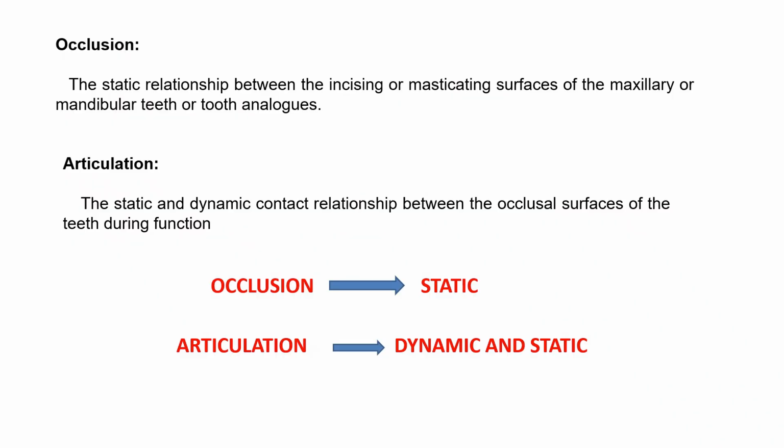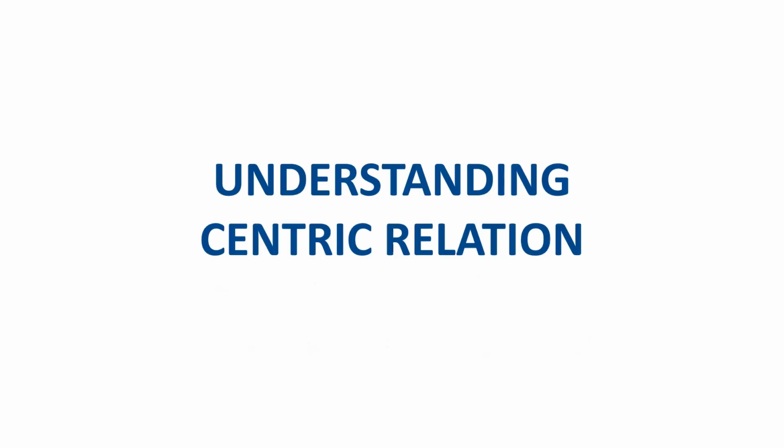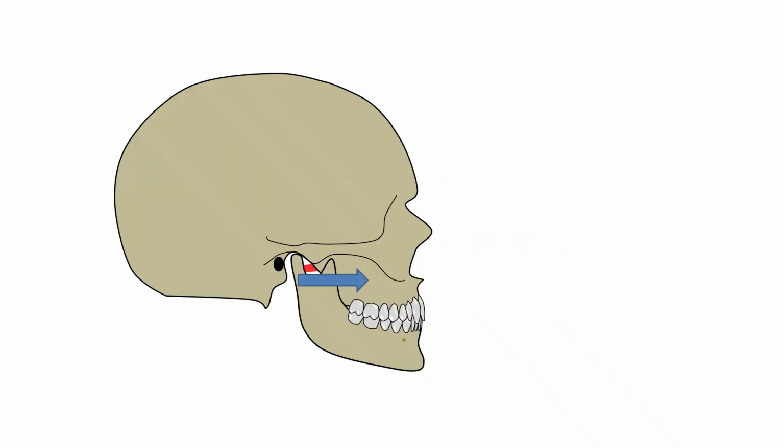So remember, when we talk about any contact of teeth in a movement, we have to refer to that as articulation and not as occlusion. Now let us start with the simple concept called centric relation. This has to be understood in more detail, so we have tried to explain this with the help of a few diagrams. Let us first start with the direction in which the muscles act on the TMJ.